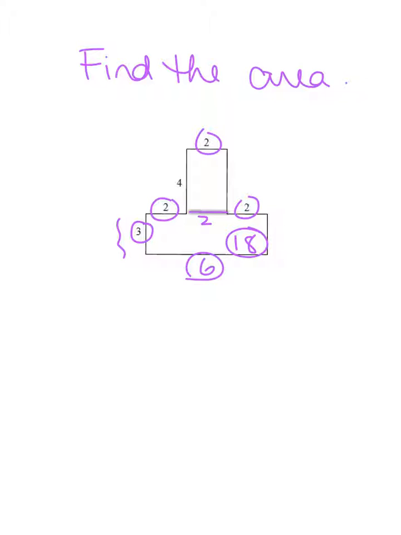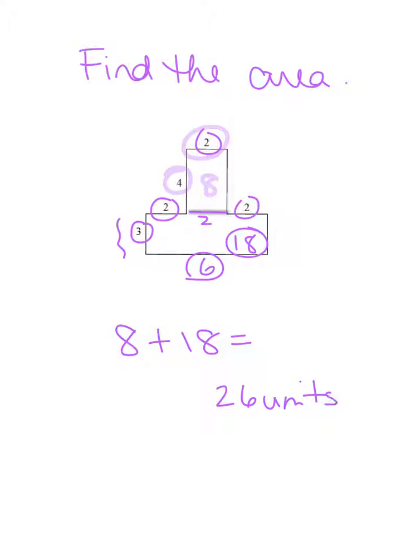Now when I look at my top figure, I have 4, and then I'm going to multiply that by 2. So I have 4 times 2, and that piece right here is going to give me 8. So when I add my pieces together, I have 8 plus 18, which will give me 26 units squared.